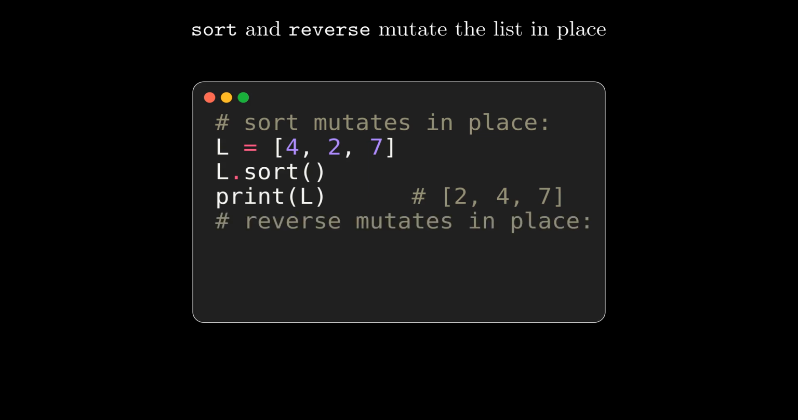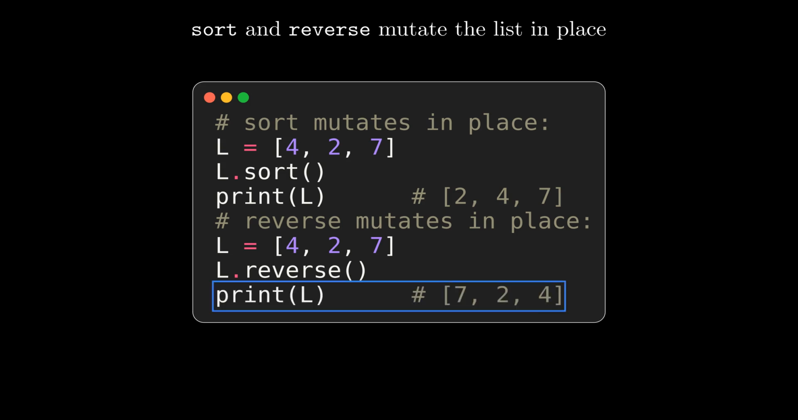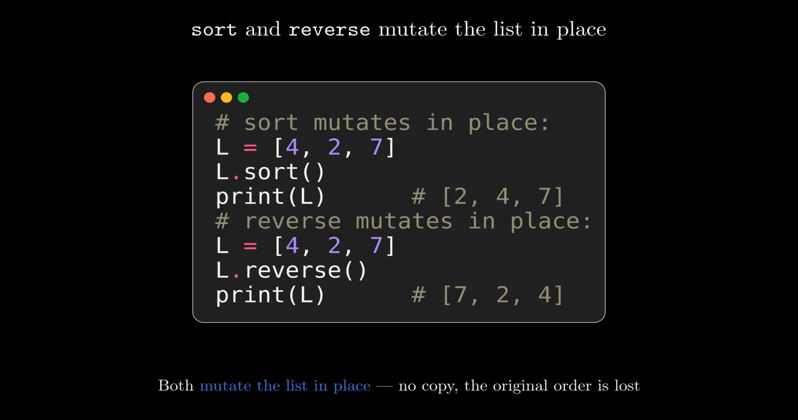Reverse behaves the same way. Call L.reverse() on 4, 2, 7, and every element flips end to end. The last becomes the first, the second to last becomes the second, and so on, giving 7, 2, 4. Again, the original list is mutated, so the order you started with is gone. Both sort and reverse change the very list you call them on.